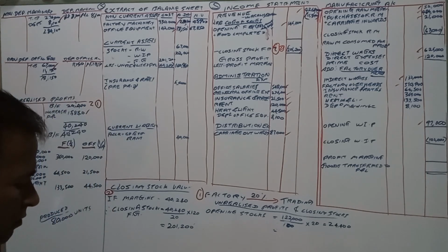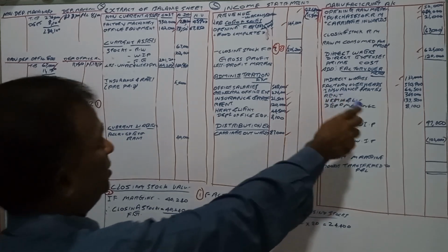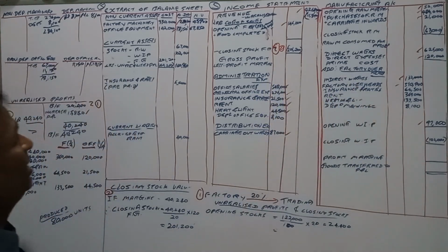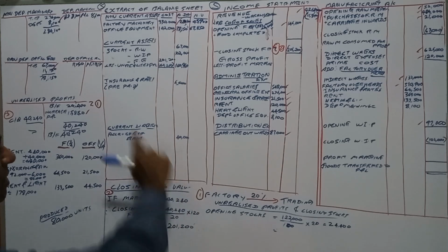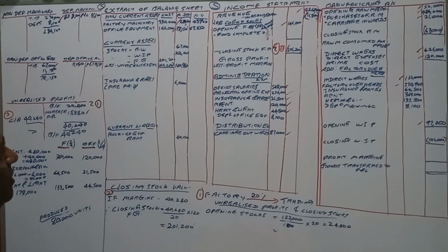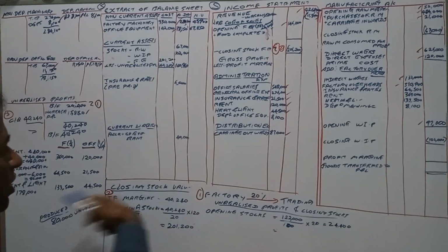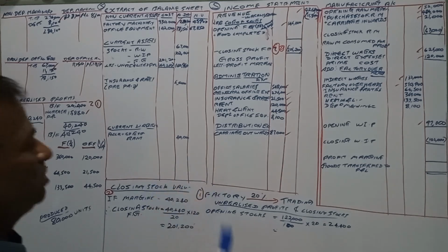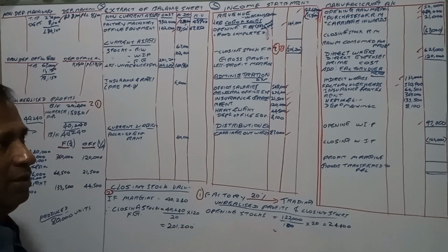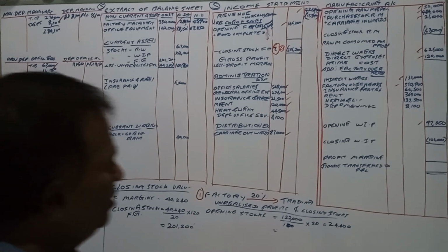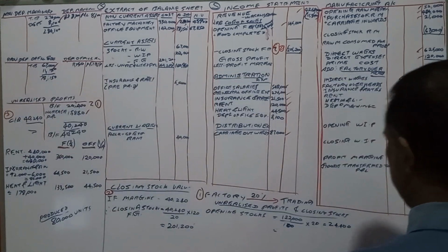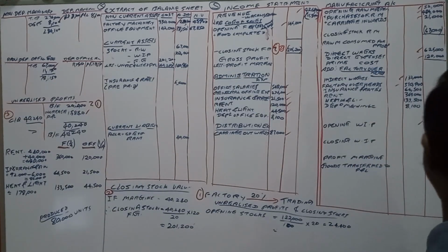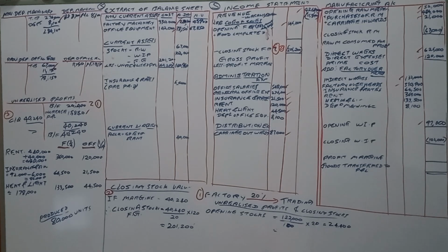They have asked for the manufacturing account, income statement, and extract of balance sheet. This is the extract of balance sheet, right? We are not going to balance it because it won't balance, as they didn't give the trial balance. They asked only for the extract of balance sheet. Now we can add the balance sheet accounts.